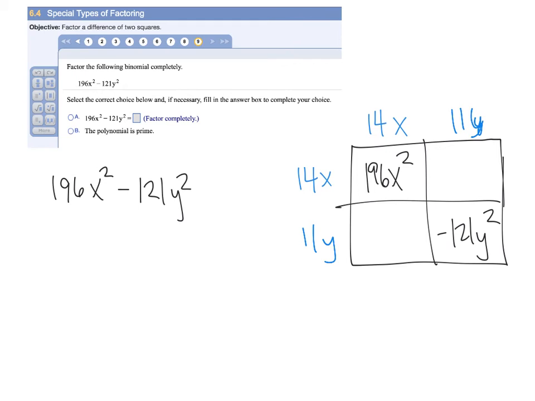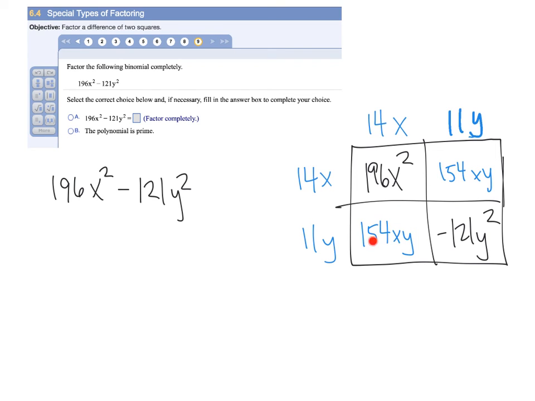Oh, that's a messed up number here. I need to erase that and make it 11. Make it look like an 11. 11y. Good. All right, so now we multiply. And so 11 times 14 is 154. So that's going to be 154xy. And then up here, 154xy. All right.